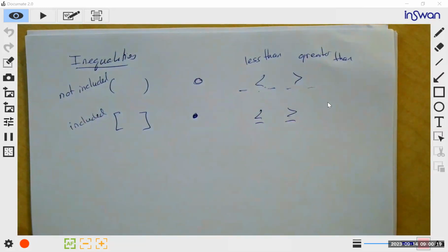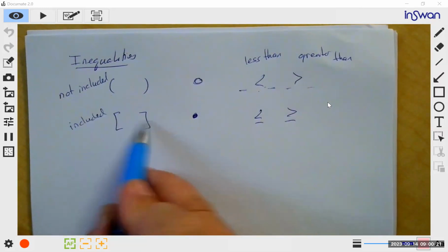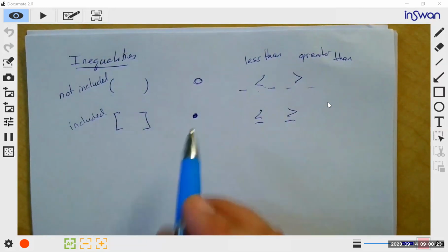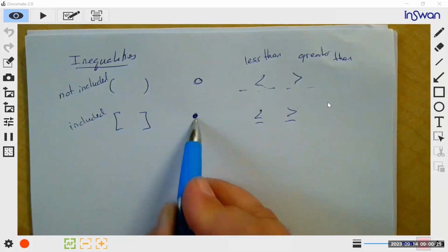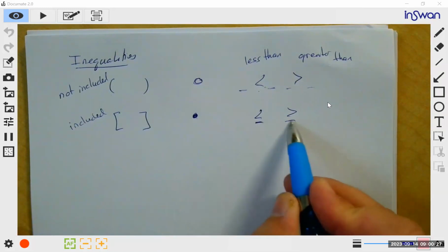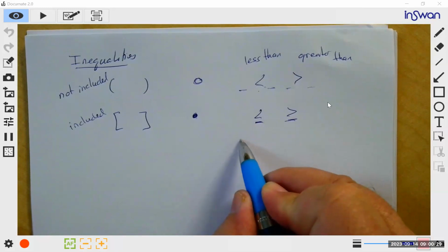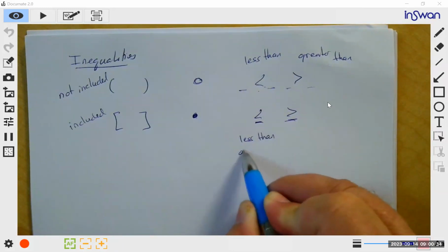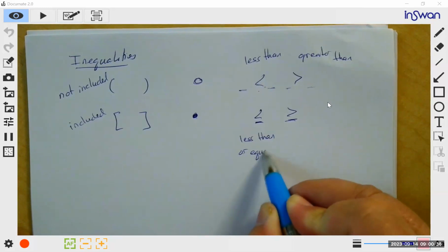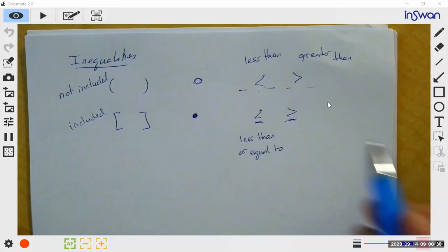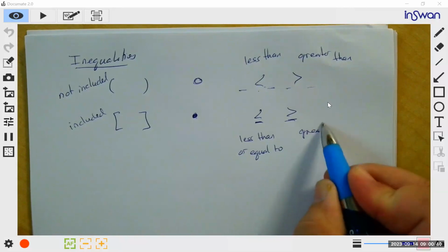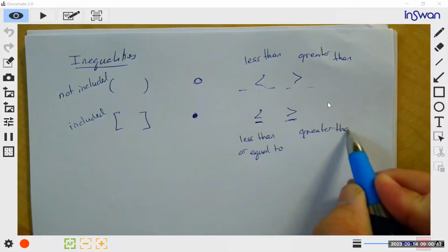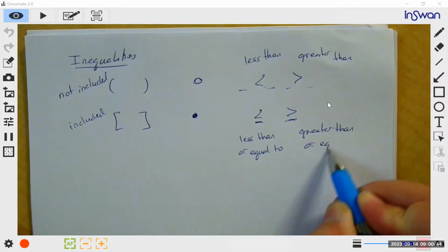And the second one, brackets, represents that the numbers at the end are included. So is a solid dot, or if it has an equality symbol. This is less than or equal to. Greater than or equal to.